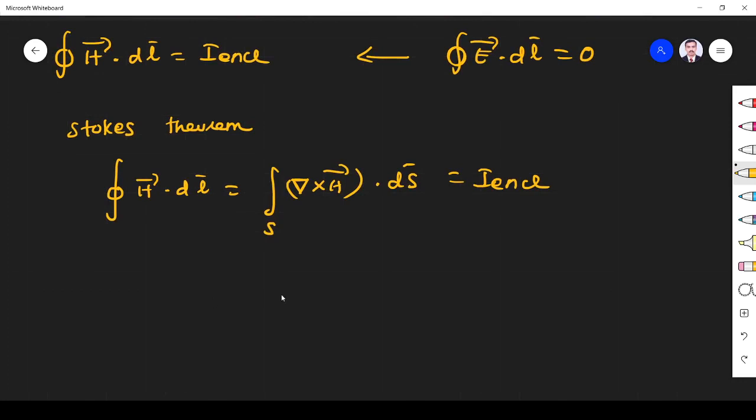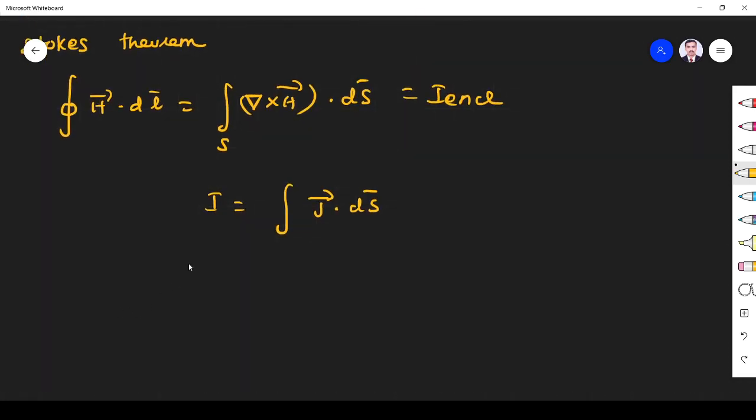I know already about I enclosed. The current flowing through any surface can be written as J dot ds. I can compare these two, but because one is a line integral and the other a current, it is very difficult to relate dl and ds. That's why I use Stokes theorem to convert into ds, the surface integral. Now we can relate the left hand side and the right hand side: del cross H dot ds, that is what H dot dl is, and instead of I enclosed, I write J dot ds.